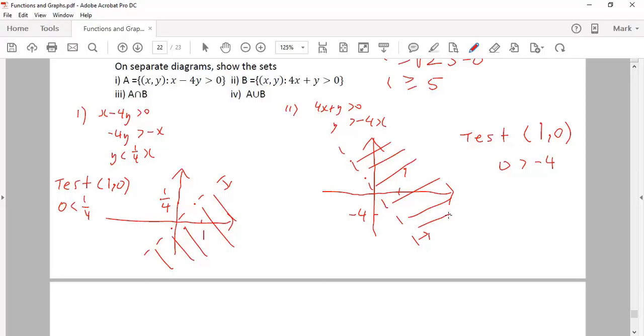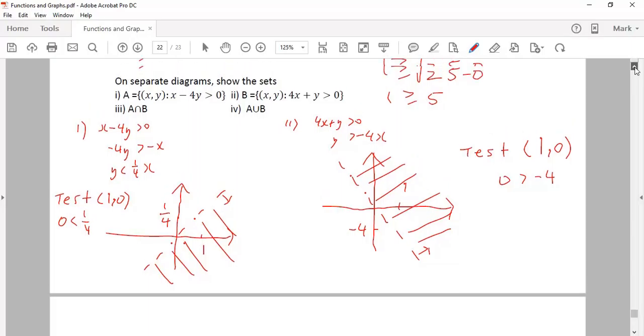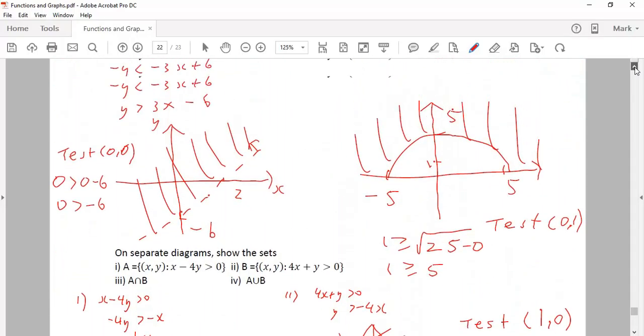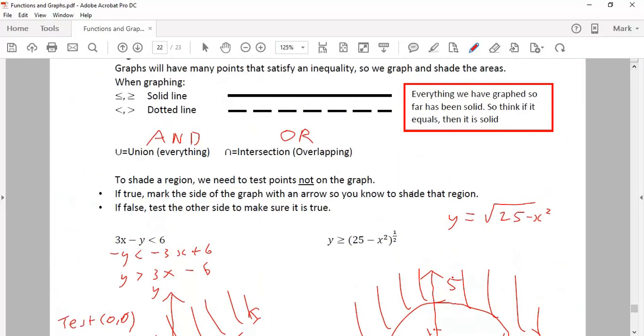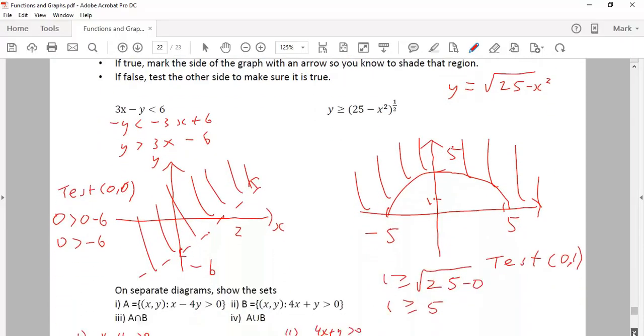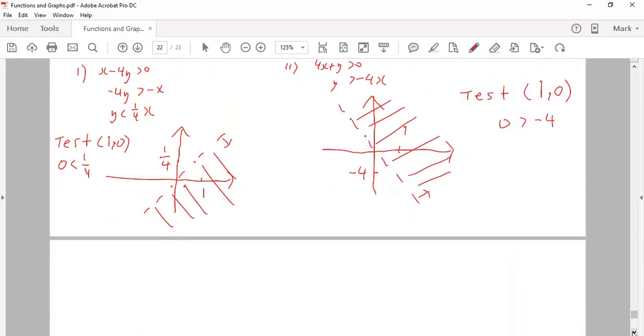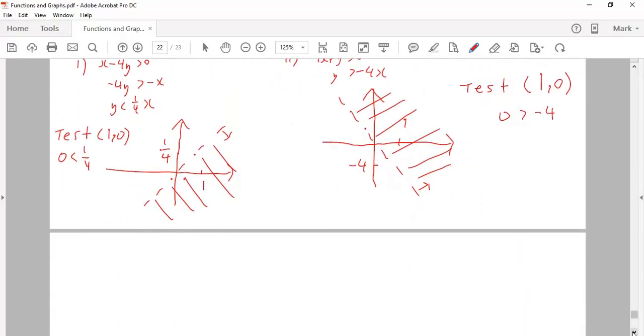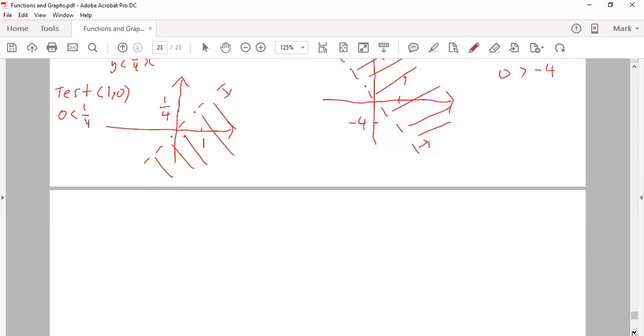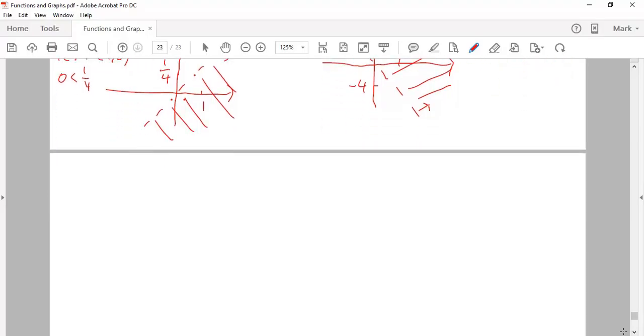Alright, so that's part 1 and 2. Part 3 now wants the intersection of them. So now if we look above, we said the intersection is all the bits that they have in common. So if we were to graph these two on the same graph, I'll just do that quickly now.